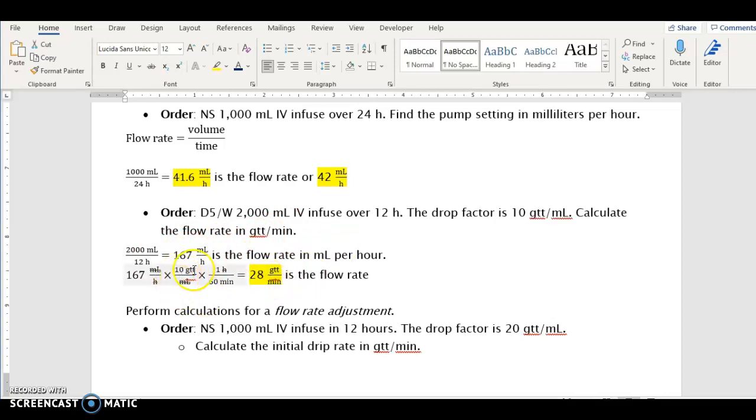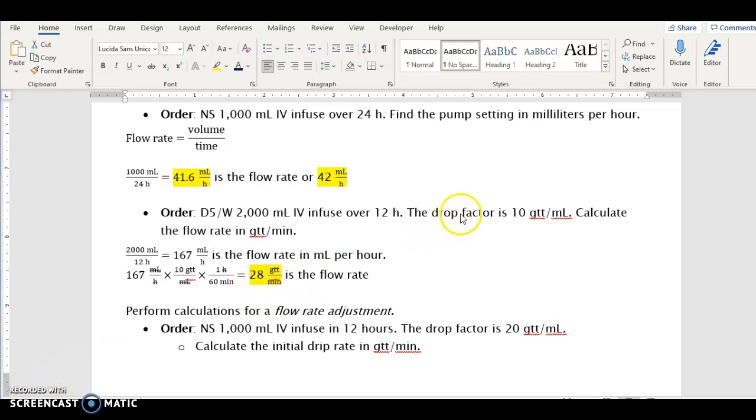We did that by multiplying by the drop factor, which says that 10 drops are in 1 milliliter. So we took 167 milliliters per hour, multiplied by 10 drops per milliliter, and that cancels out the milliliters. Since we want the flow rate in drops per minute, we need to cancel out the hours, so we multiply by 1 hour over 60 minutes. Essentially, to get the answer of 28 drops per minute, you take 167, multiply by 10, and then divide by 60. When you round to the nearest whole number, you get 28 drops per minute.